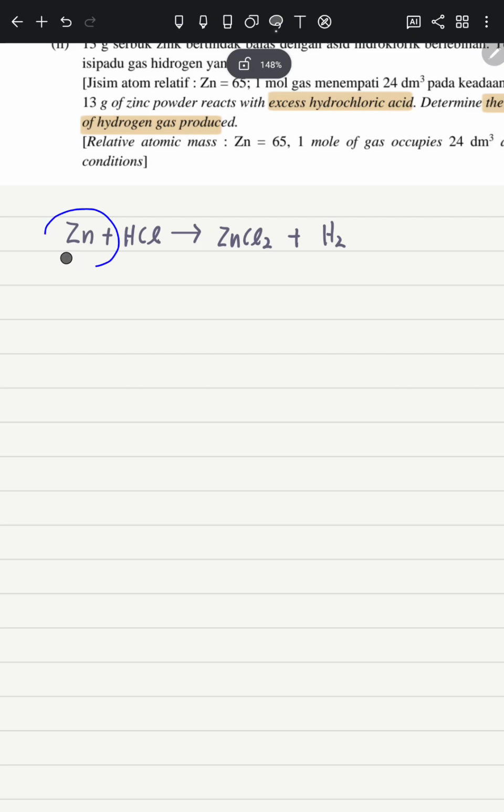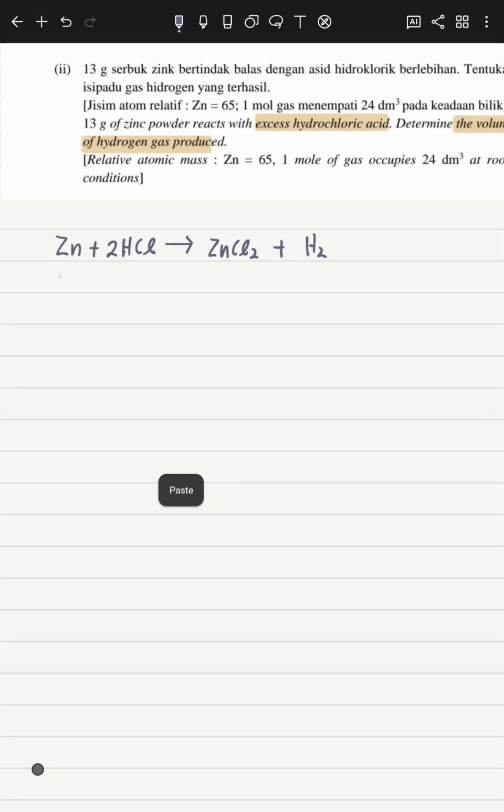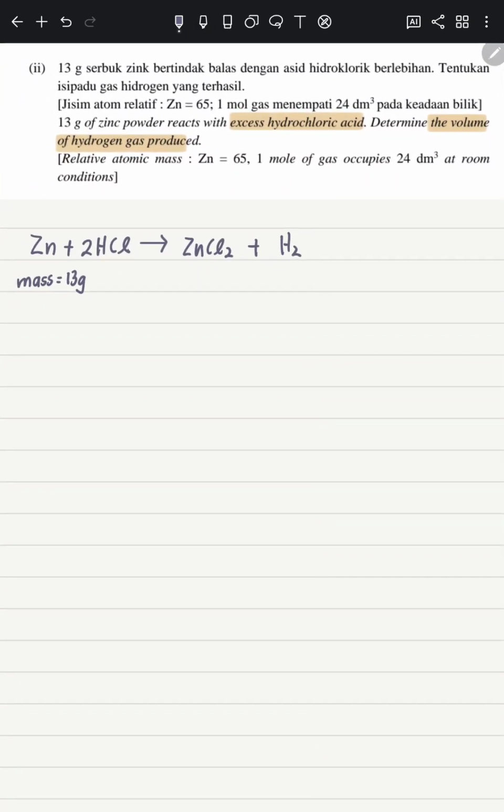Then you can balance your chemical equation. Remember to balance your chemical equation for whatever reaction you are going through. I balance this equation by just adding 2 on the reactant side. So this is my balanced chemical equation. Now what I should do is write the information that I already have. I already have the mass of zinc. So mass of zinc equals 13 gram, and they react with excess hydrochloric acid, and they want the volume of hydrogen gas produced. So they want the volume of this one.